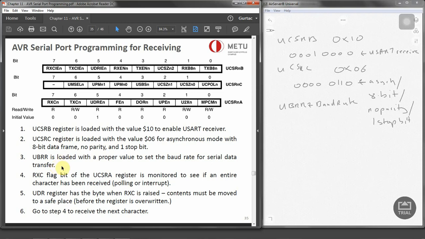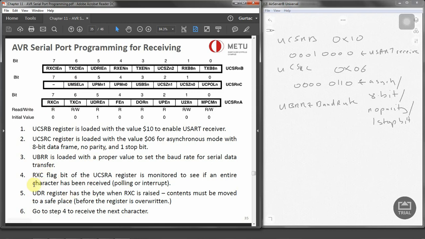Then we have to monitor the RXC flag. If we receive any data, this can be done with polling or using an interrupt. We have to check whether it's received or not. To do that, we need to enable the interrupts to receive an interrupt from it. And then the UDR register has the byte when RXC is raised.